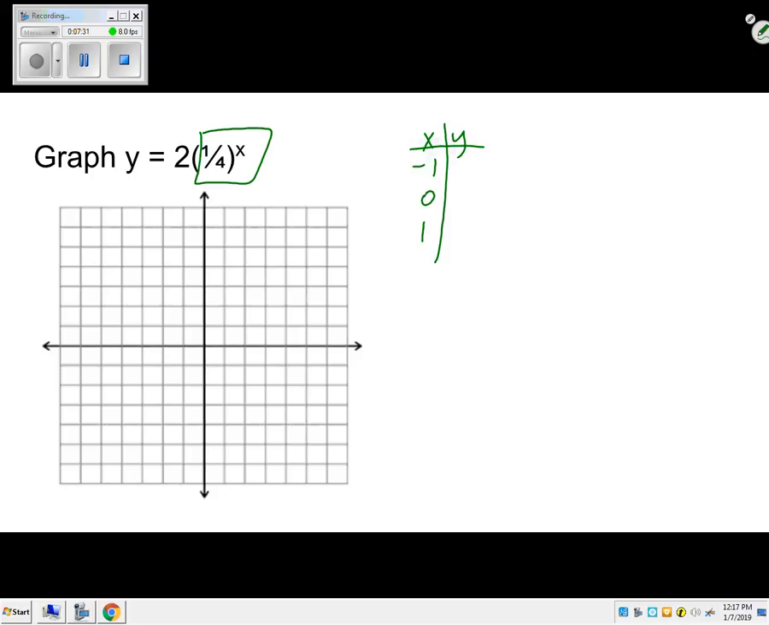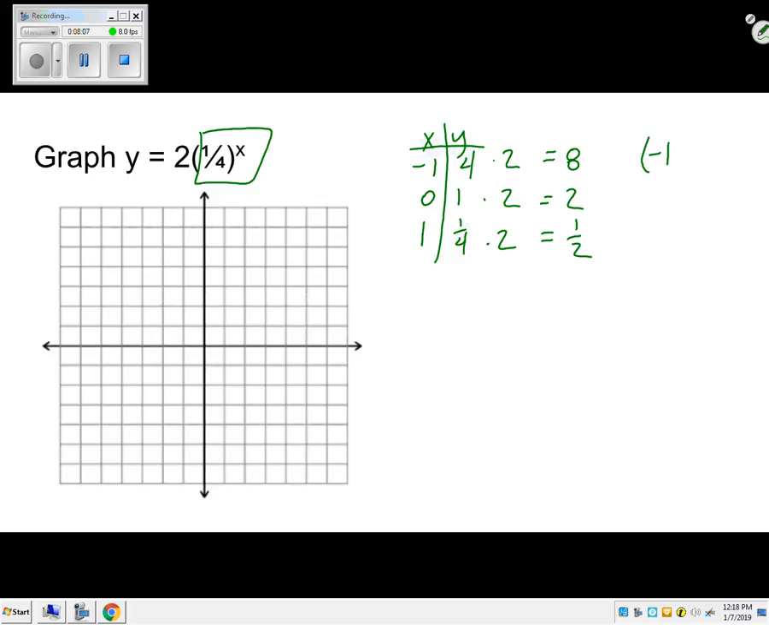So I'm still going to plug in -1, 0, 1 in for my x. So (1/4) to the first power is going to be 1/4. (1/4) to the 0 power is going to be 1. (1/4) to the negative first. Again, you're just flip-flopping here. So just take that 1/4. Let's just call it 4. Now I'm ready to take care of this 2. I'm going to go ahead and multiply by 2. All right. So that gives me 8 and 2, and then 1/4 times 2 would be 1/2.